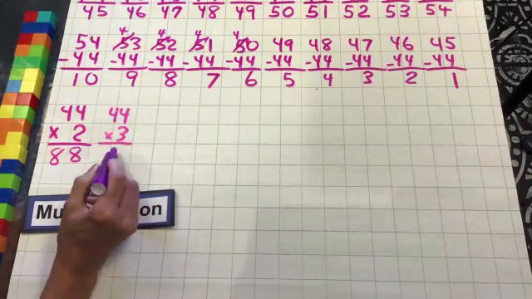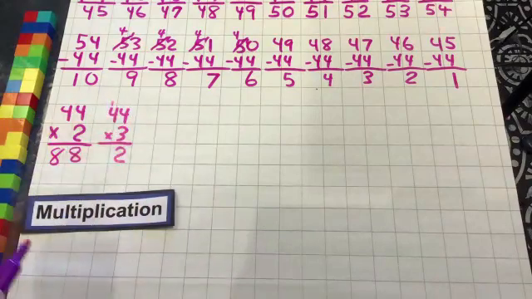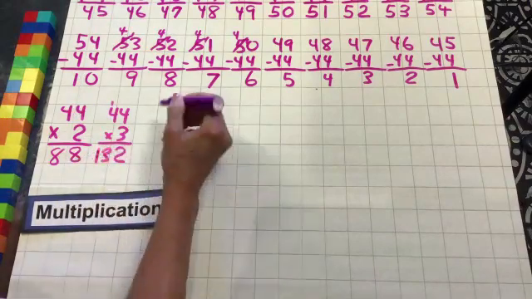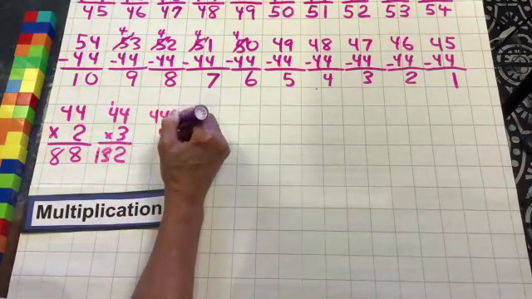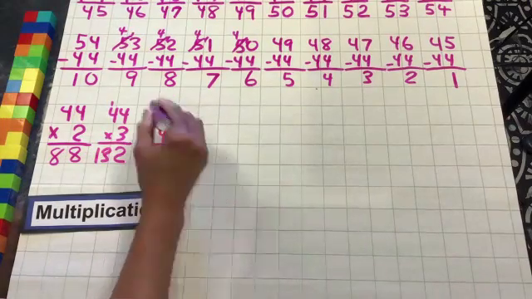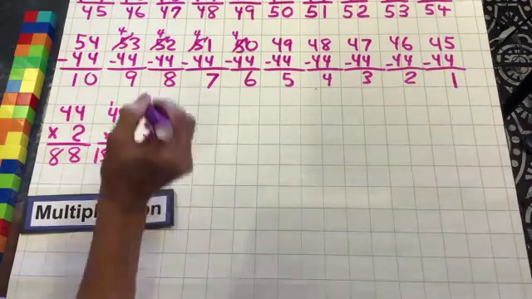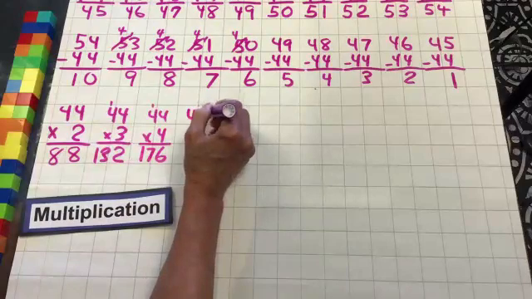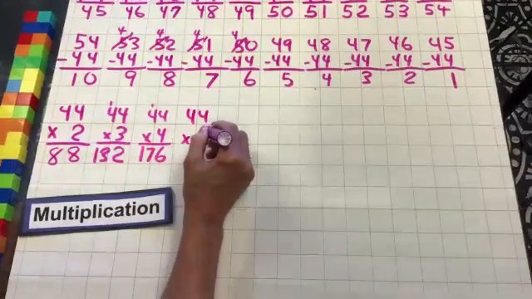3 times 4 is 12. We drop the 2, carry the 1. 3 times 4 is 12, plus 1 is 13. 44, 4 44s. 4 times 4 is 16. Drop the 6, carry the 1. 4 times 4 is 16, plus 1 is 17. This is a real good practice of facts of 4.